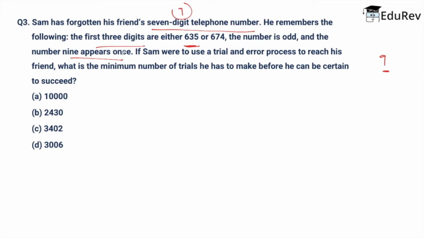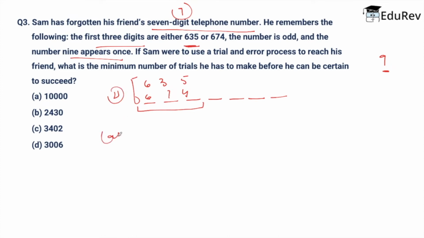Now, if Sam were to use a trial and error process to reach his friend, what is the minimum number of trials he has to make before he can be certain that he will succeed? So the number is of 7 digits. I'm going to make 7 places. Now the first 3 digits are either going to be 635 or 674. That means there are 2 options to do it, right?